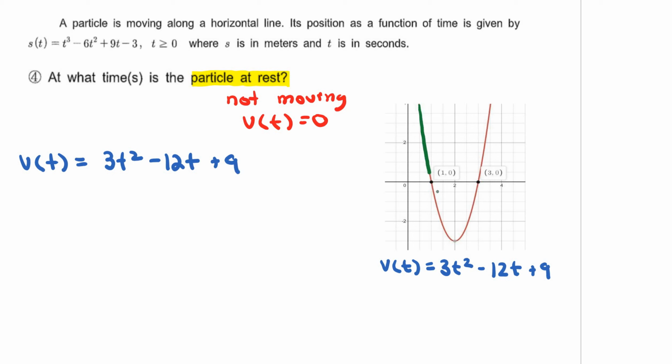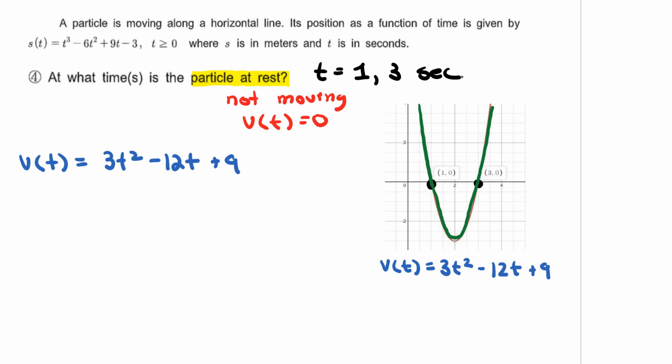Okay, over here I do have a graph. So I'm just graphing this in green here. So when I look at the points where we have the velocity equal to zero, that's pretty much your x-intercepts. So I have one at one and at three, right? So this happens when t equals 1 and 3 seconds.